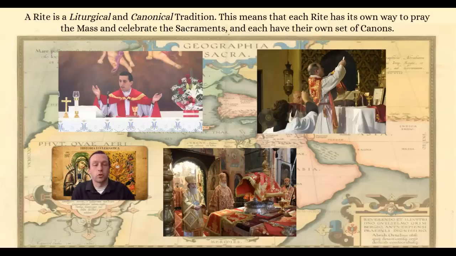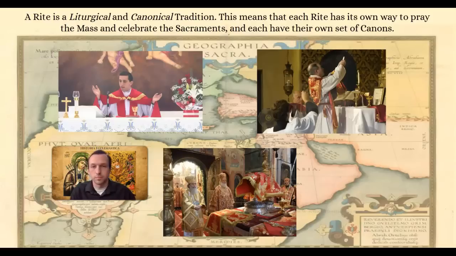A rite is a liturgical and canonical tradition. Liturgical means the manner in which each different rite prays is slightly unique, and canonical means the manner in which that rite governs itself is somewhat unique.